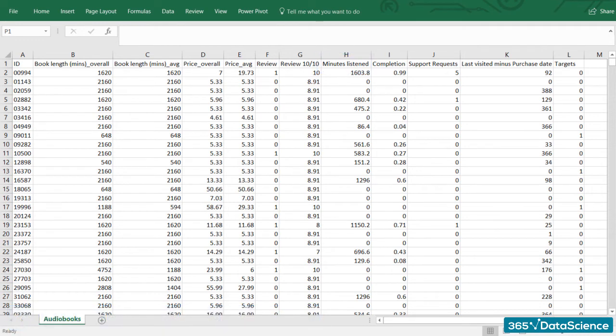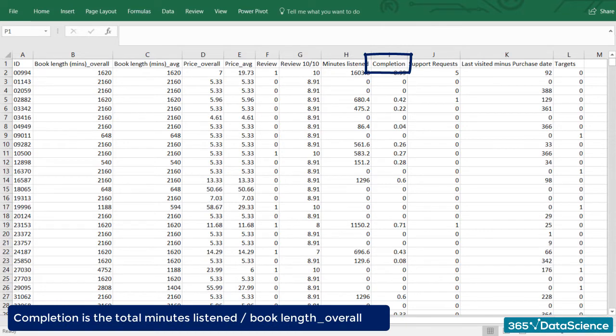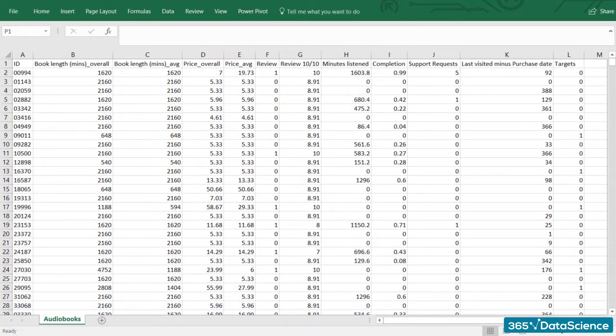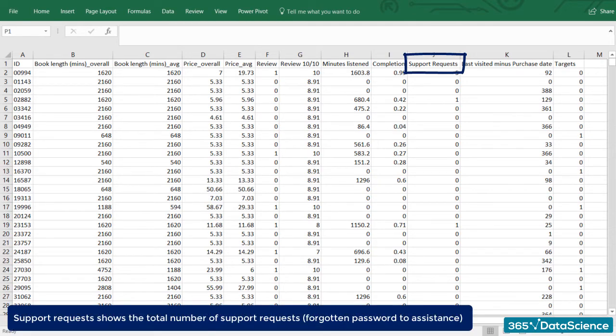Next to it, we have completion. Completion is the total minutes listened divided by the total length of books a person has purchased, assuming people don't re-listen to books. Both variables are self-explanatory. The next variable is support requests. It is numerical and shows the total number of support requests a person has opened. Support is anything from forgotten password to assistance on using the platform.